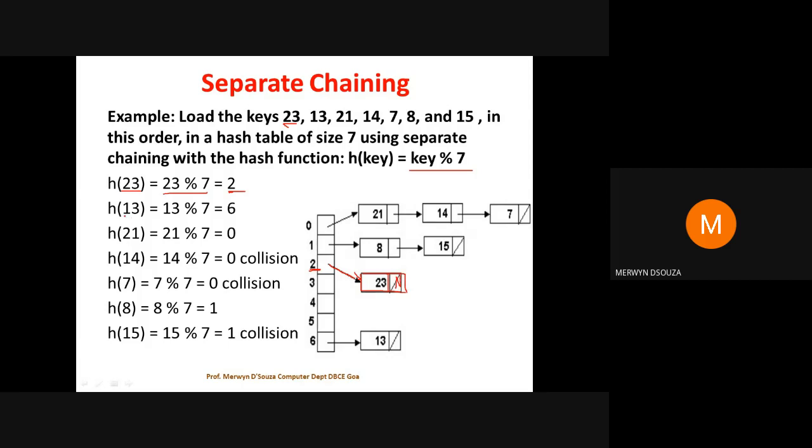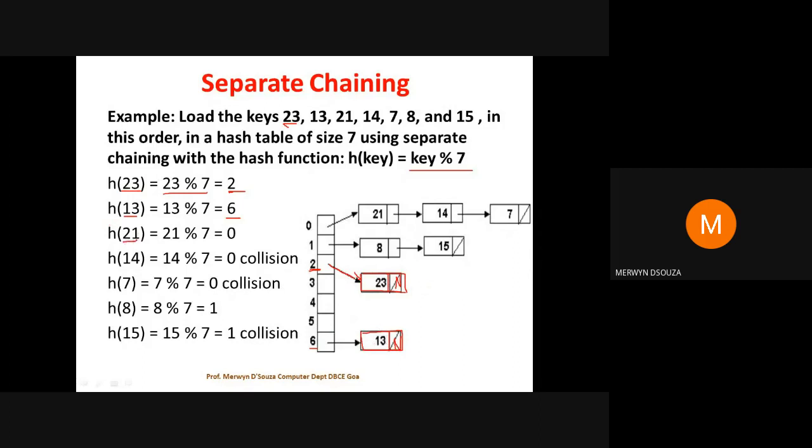Take the next value, 13. Find the hash. You get 6. So you will put 13 here at 6, as a linked list node. This is a new linked list now. These are not linked. This is the first linked list, and this is the second linked list.